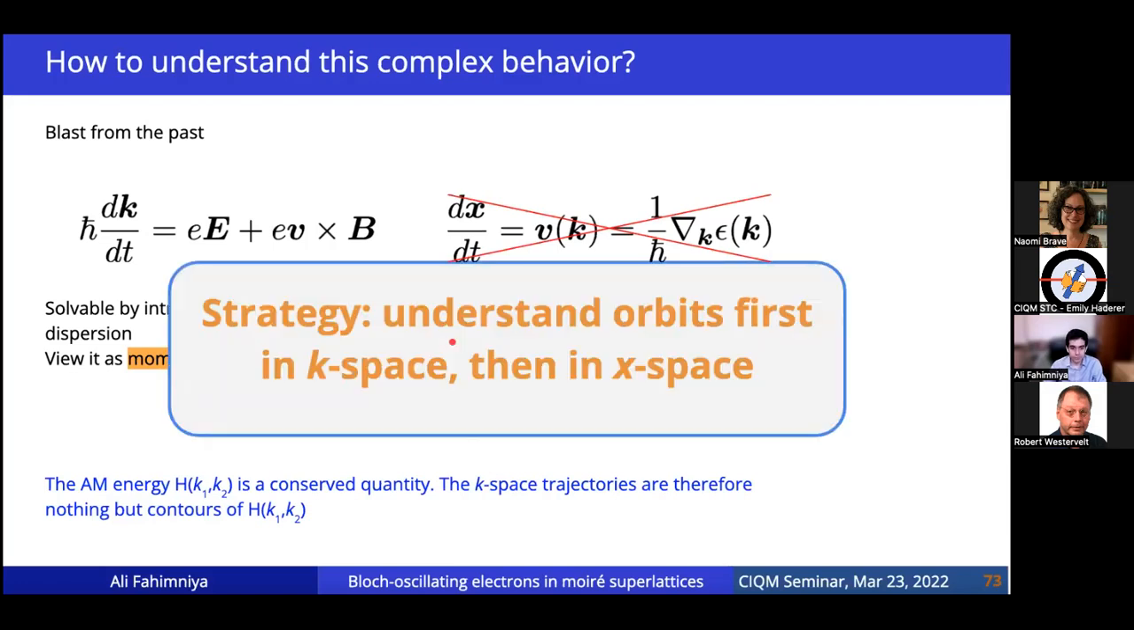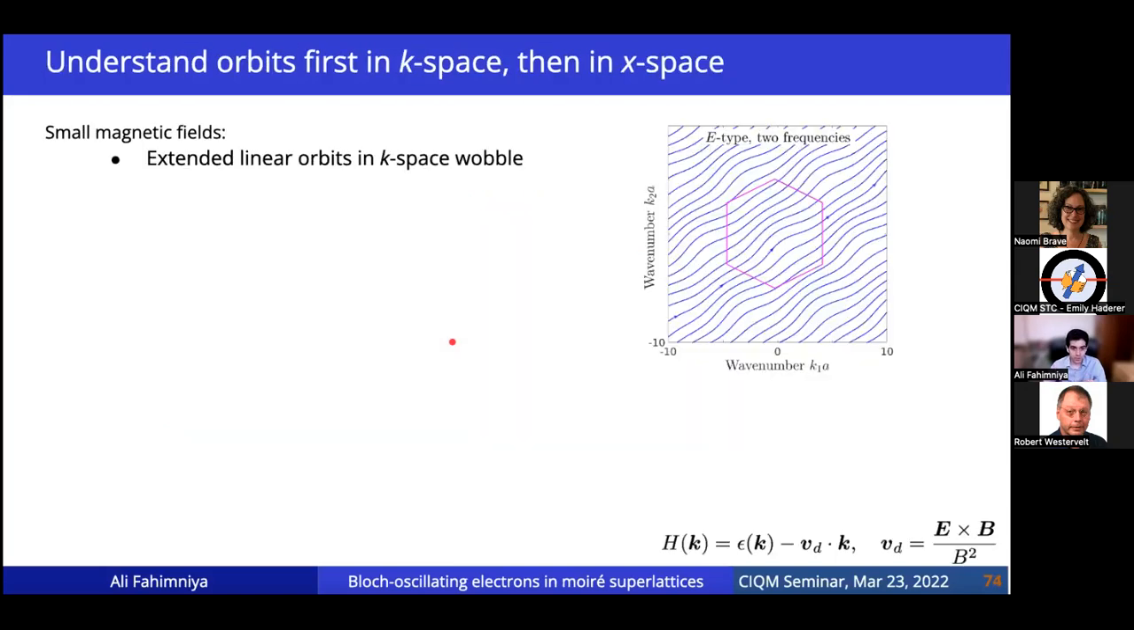Okay. Now we know how to draw orbits in the momentum space without needing any numerical simulations. We just need to look at the contours of the quasi-energy and then think about the orbits in the real space as well. Let's do it.